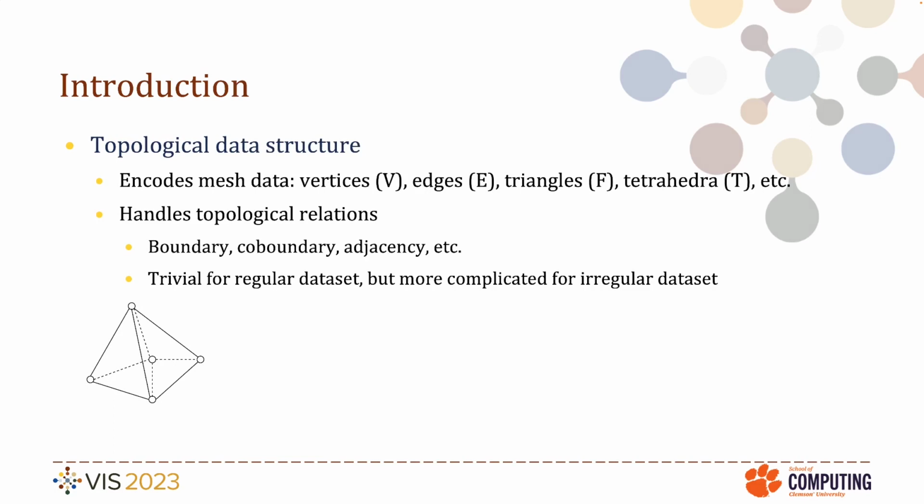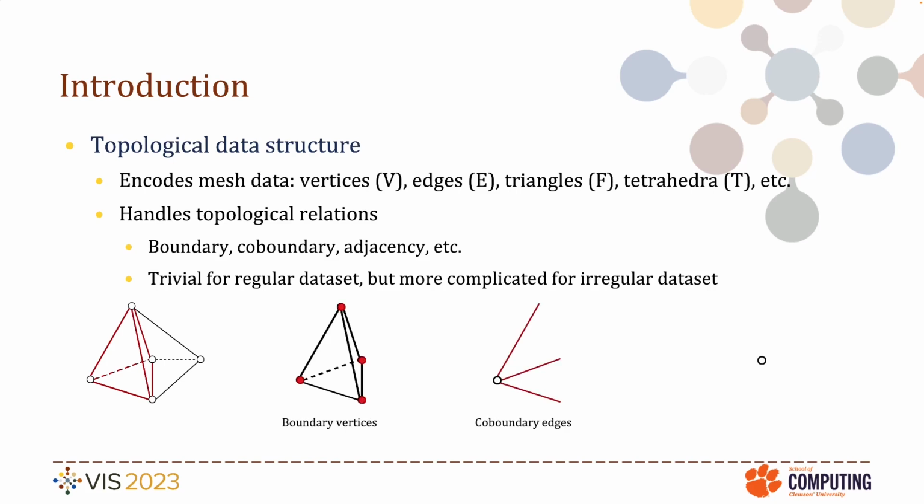Typically, a topological data structure is built for these topological algorithms. It encodes the mesh data: the vertices, edges, triangles, tetrahedra, etc. And it is meant to handle the topological relations, for example, the boundary relations, co-boundary relations, and adjacency relations. It is trivial for a regular dataset as vertices are distributed on the regular grid, but it is more complicated for an unstructured dataset.